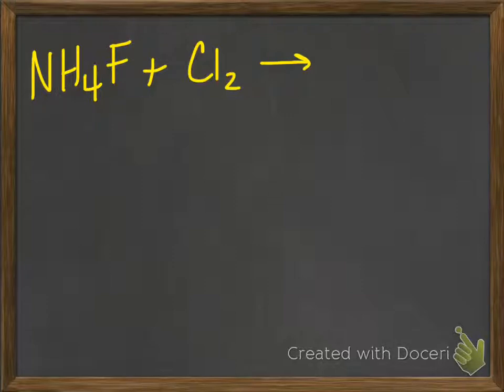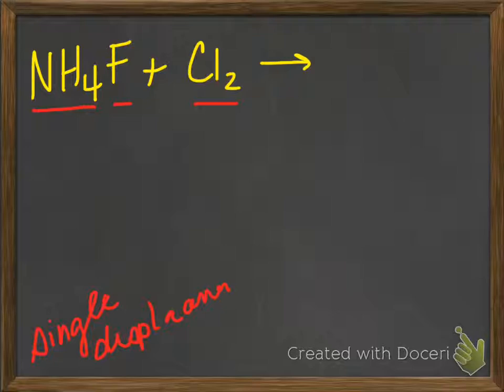Okay, so we have ammonium fluoride plus chlorine gas. What kind of reaction could we possibly have here? It's got to be single replacement, because here you have a compound that's an ionic polyatomic ion plus a halogen, and here you have a halogen. So what's going to replace what? The halogen will replace the other halogen. Okay, so we know that this is single displacement or single replacement.